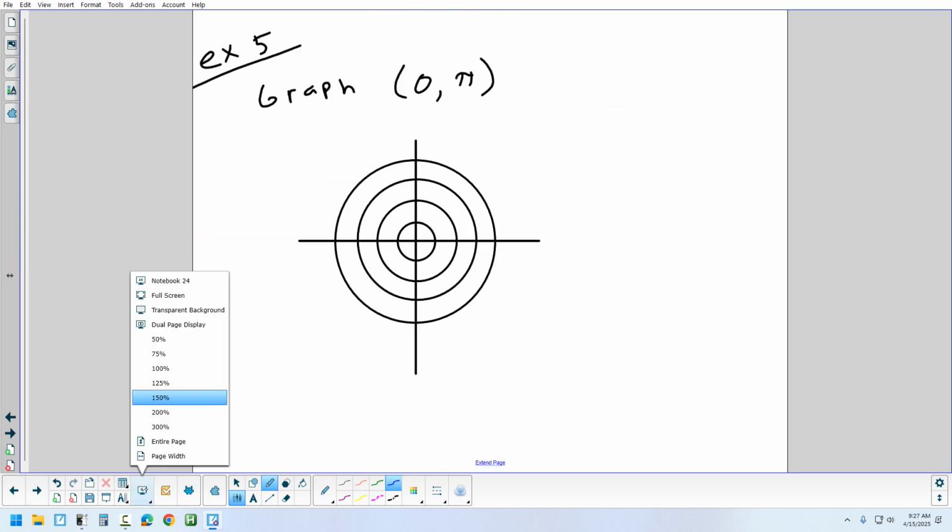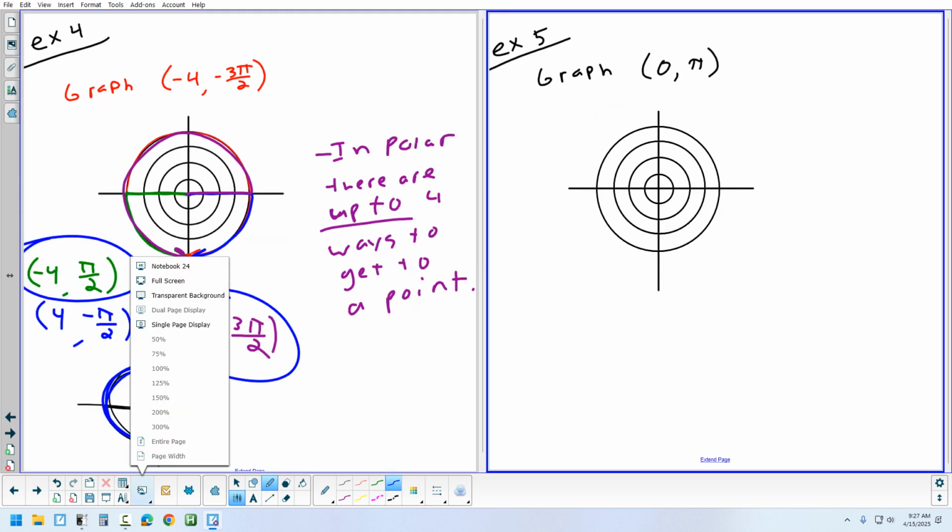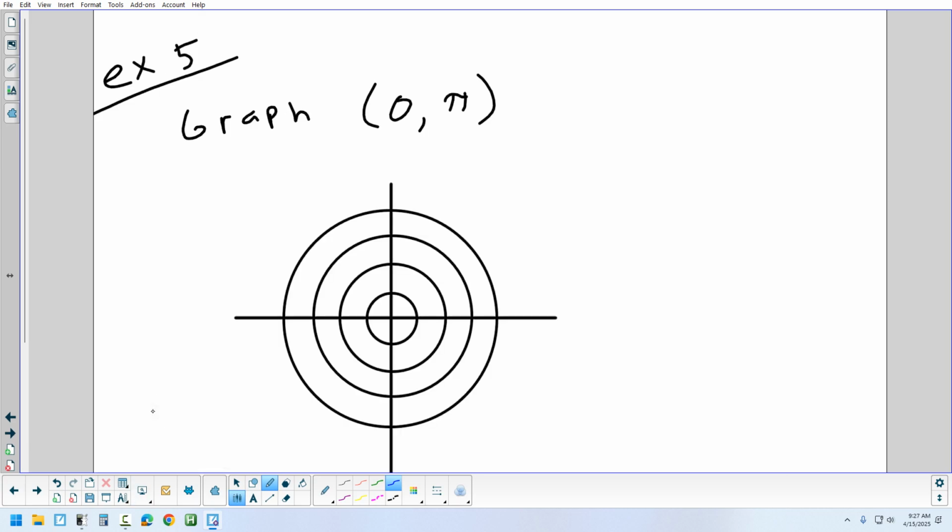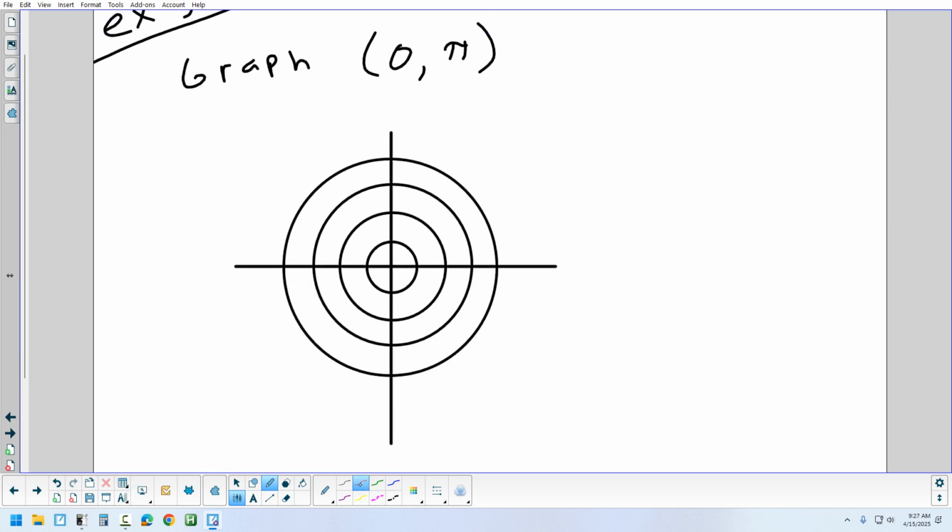Let's look at this one. How about 0, comma, pi? How do we graph that one? It's just a point at the origin. Right, it's just at the origin, but how much rotation is there? Technically, pi rotation. Pi, yeah. 180 degrees. So what you've got to do is put your point like that, and then you take it and rotate it 180, just like that. And rotate. Okay, it just stays in place.